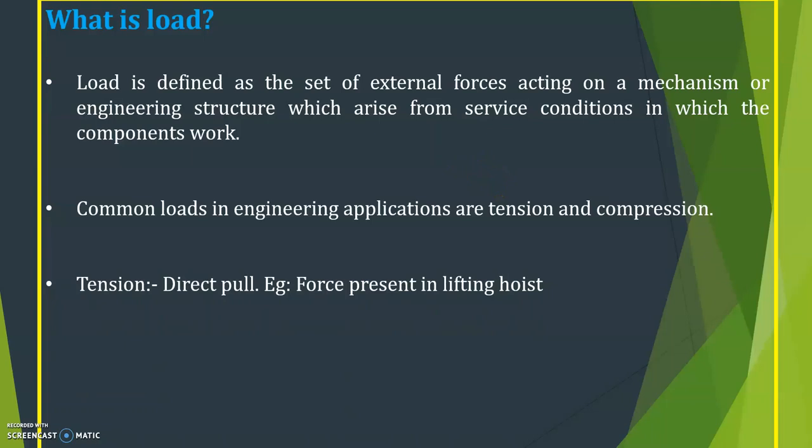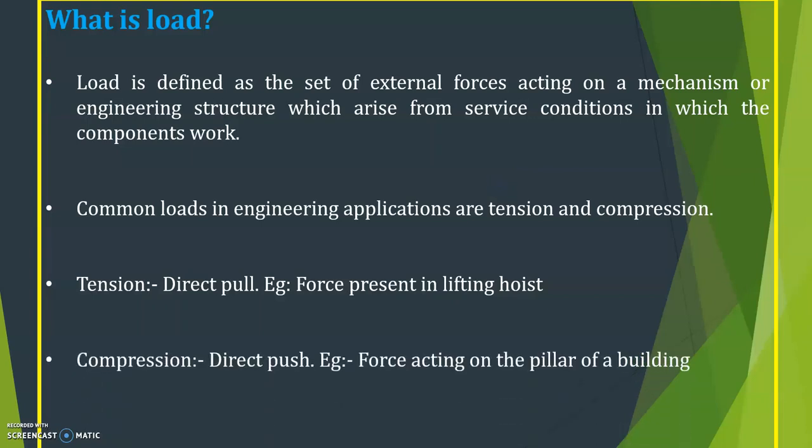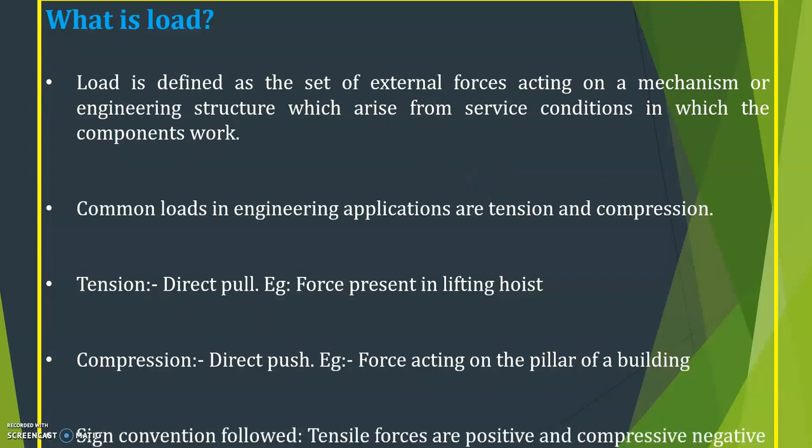What is this tension? Tension is the direct pull, for example, force present in lifting hoist. Then compression, that is direct push. It is a push force, for example, force acting on the pillar of a building. These are the main two types of loads. In addition to this, there are other types of loads also. We will see later. So here the sign convention usually we follow is tensile forces are positive and compressive forces are negative. Okay, so here we are mainly dealing with the tension and compression forces.